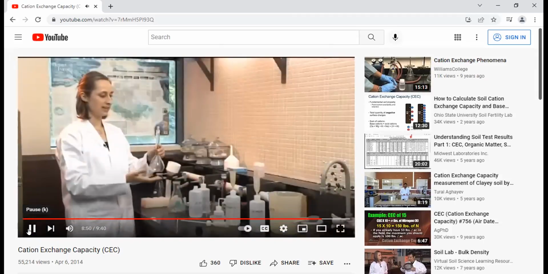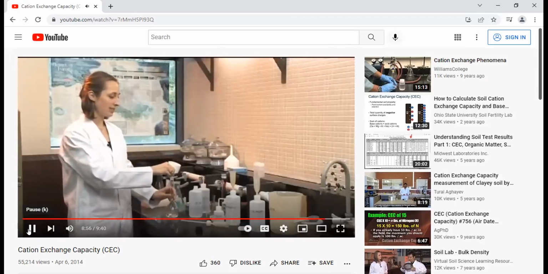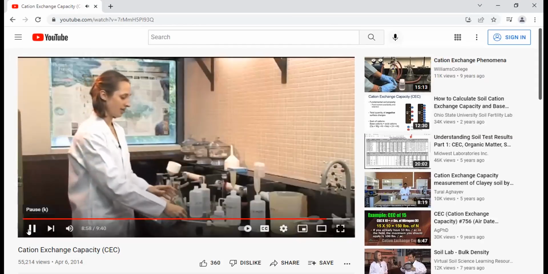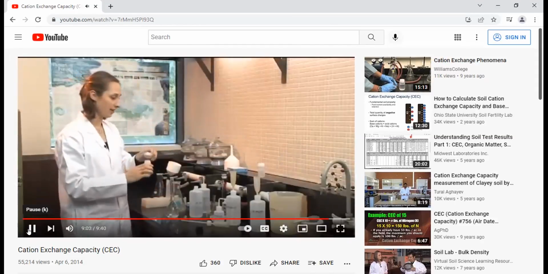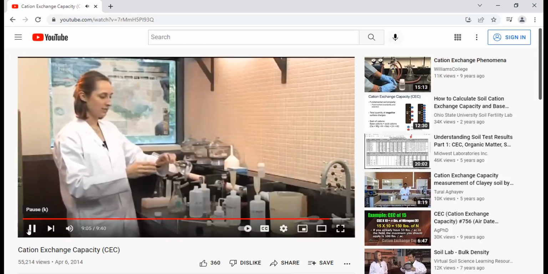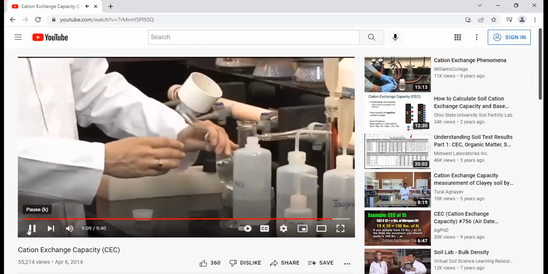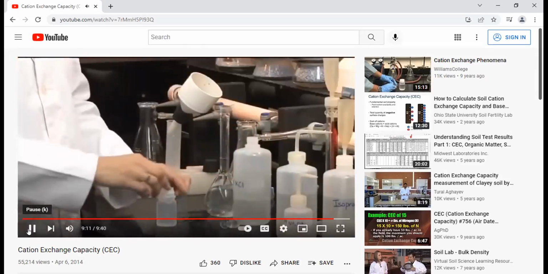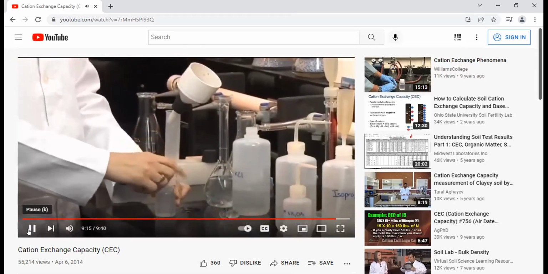Once your solution is mixed, we don't need this much of sample to analyze for ammonium. So we'll just take a small amount and transfer it into a smaller container. And that's what we'll send for analysis. So about 60 mils will do for the FIA analysis. So that's the part we want to save. That will go straight for analysis or into the fridge.